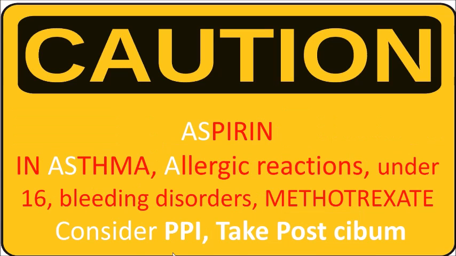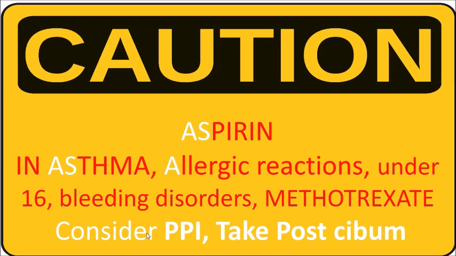You need to be very careful with using aspirin in people with asthma, because it causes bronchospasm and fatality. It's also contraindicated with people with hypersensitivity to aspirin, people under 16 because of the risk of Reye's syndrome, bleeding disorders like hemophilia, or if someone has very low platelet count. Also, using methotrexate with aspirin is a risk of kidney disease.